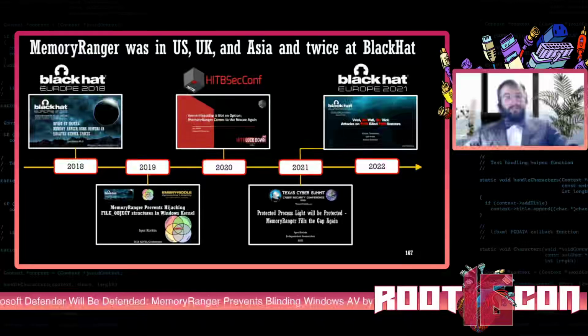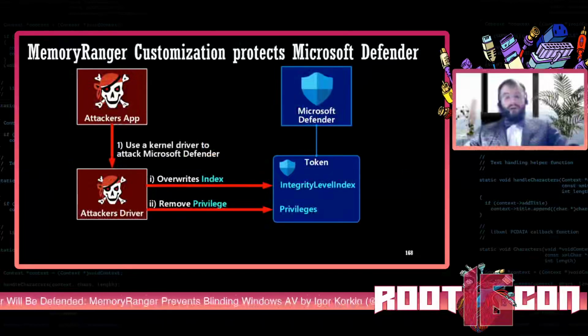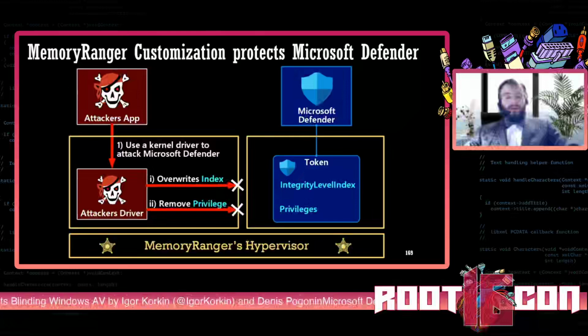Without MemoryRanger, the attacker's driver can get access to the token structure. MemoryRanger traps loading of the attacker's driver and moves it to a separate allocated enclave. In this enclave, the token structure cannot be accessed. Let's see how it can happen.